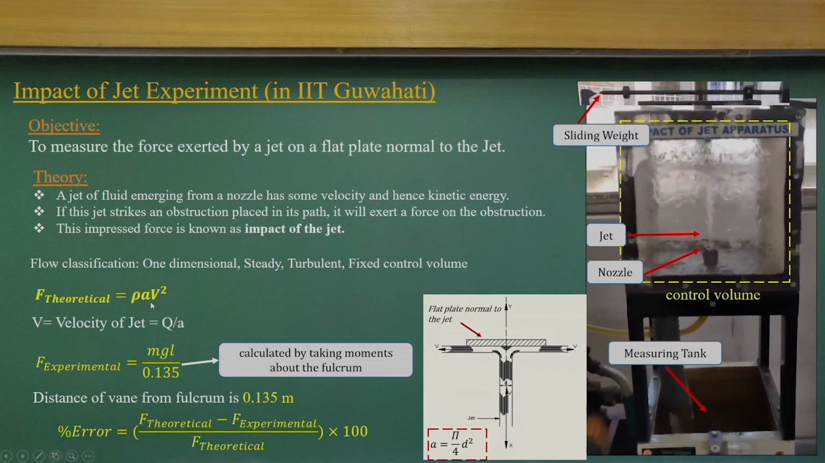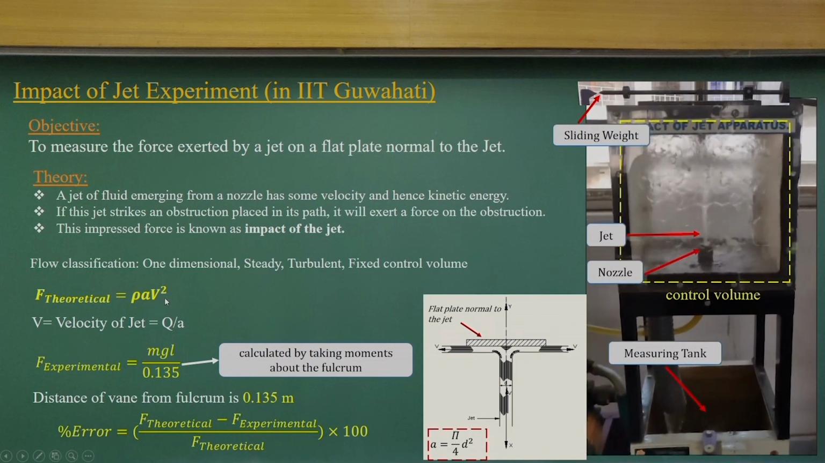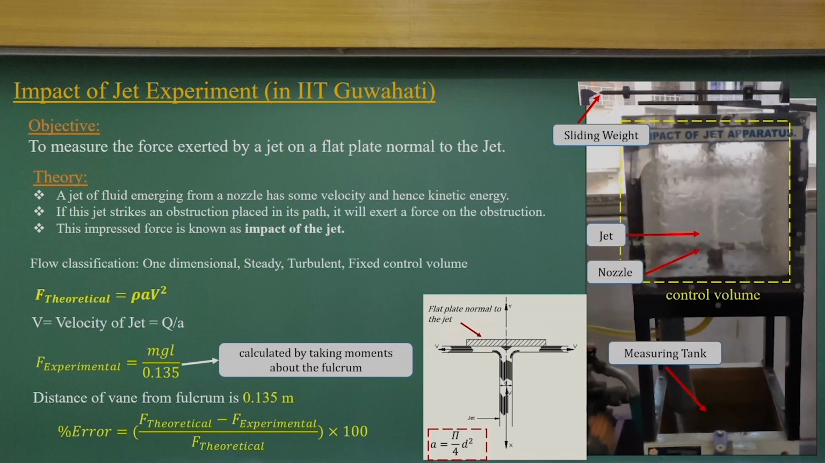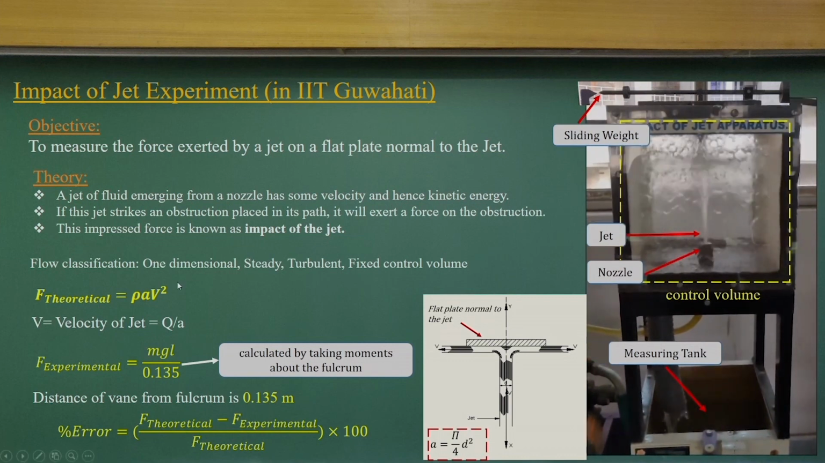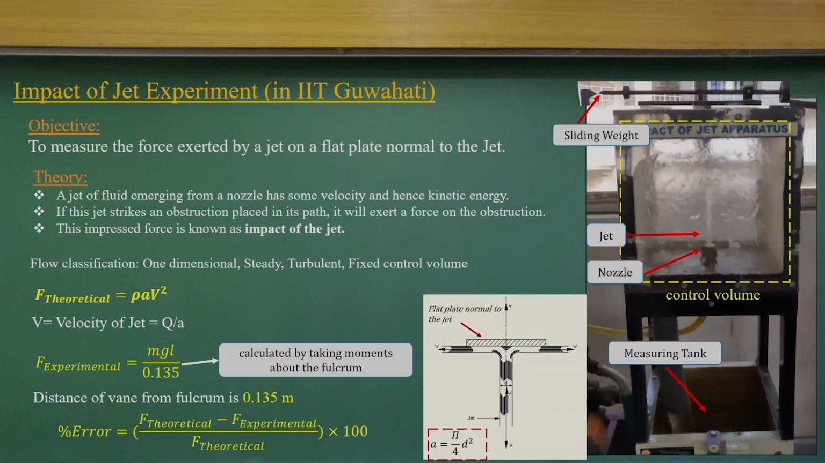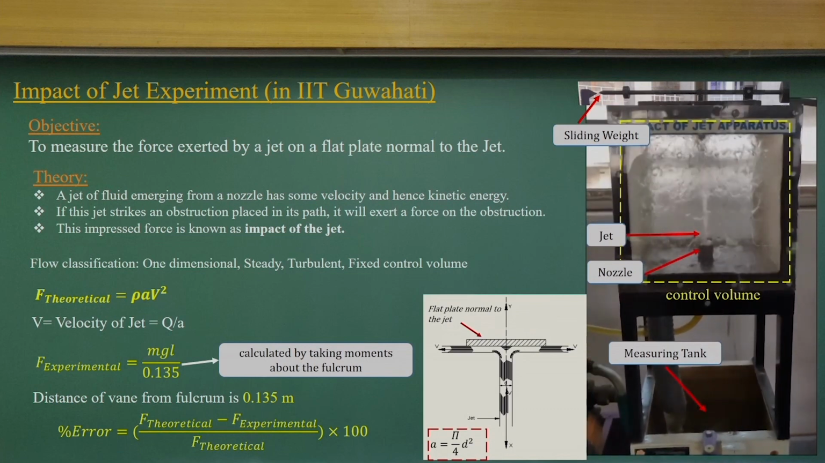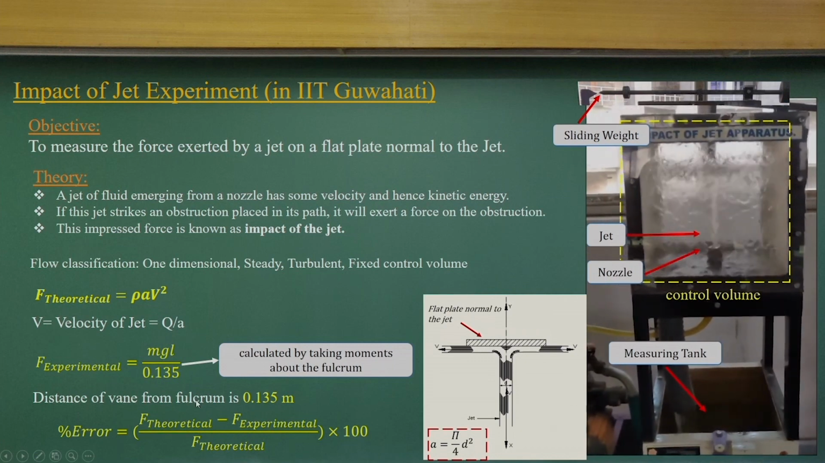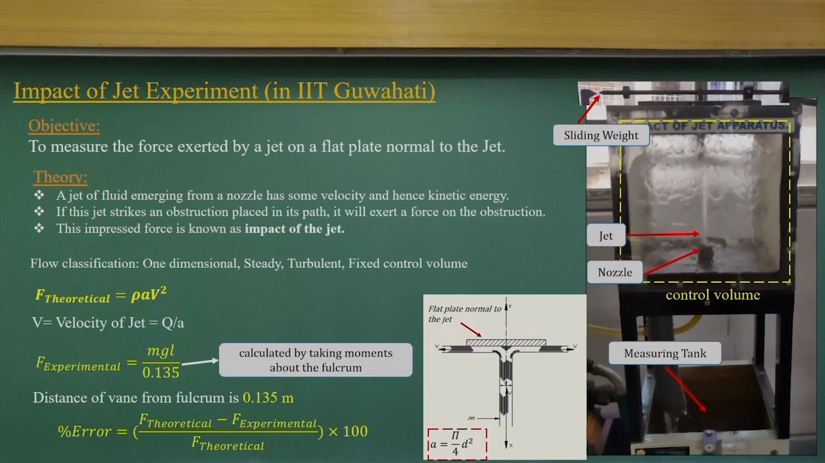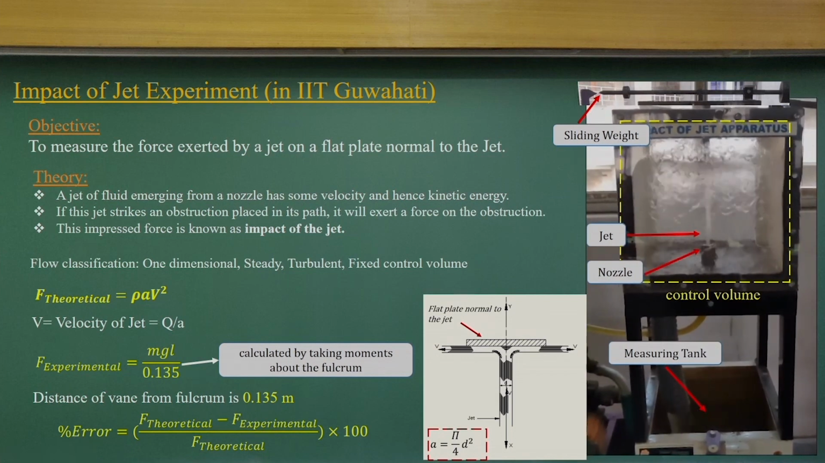So, theoretically this will be rho A V square, which is the momentum flux, okay. Rho A V square will be the momentum flux impacting on the plate, because in these directions the output momentum flux is 0. So, what is the influx? That is converted to the force component, and you have the experimental value. Definitely there are deviations between the experimental and theoretical values, because any system like this jet apparatus has some degree of losses. So, we cannot have exactly the theoretical value, we will have deviations from it.